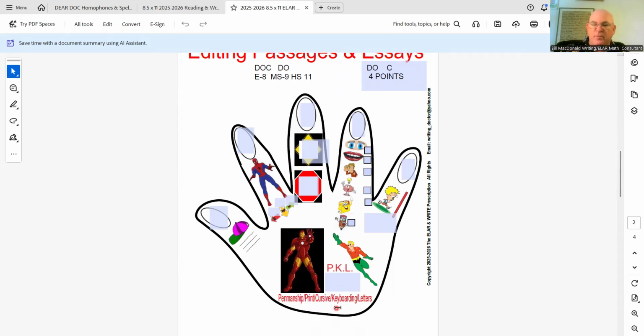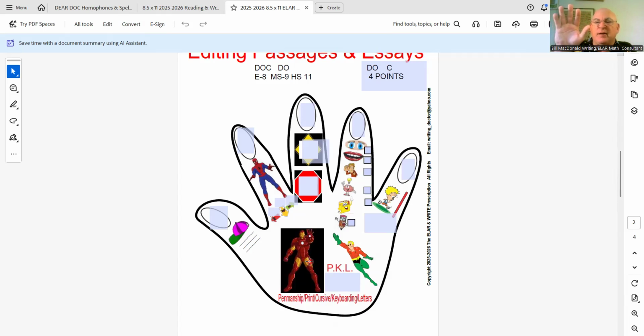Penmanship, P, keyboarding, K, and letters. So on paper, penmanship is important. And so I have here Iron Man, and if you look up at me at the screen, Iron Man, when he uses his powers, he spreads out his fingers. So think of Iron Man like print, where no letters are touching. So we should not be doing what I call printsive, where letters are touching.